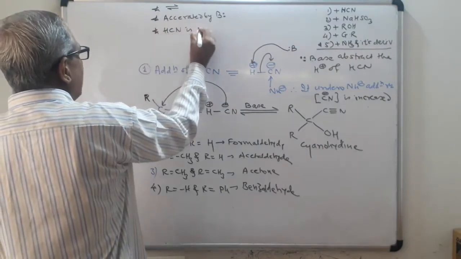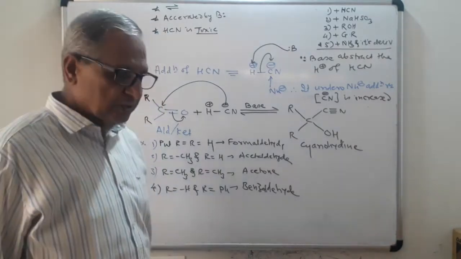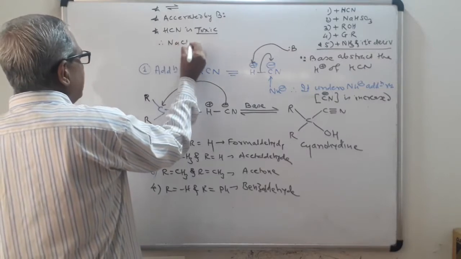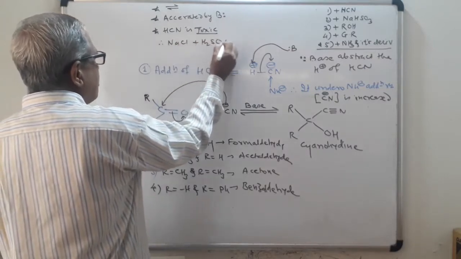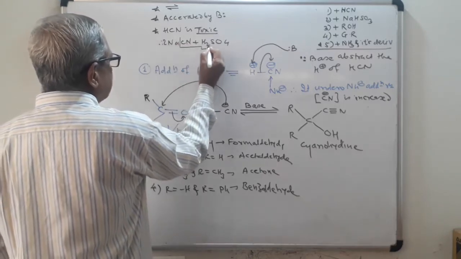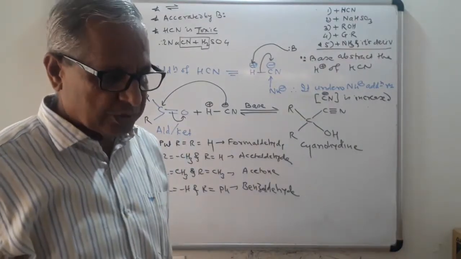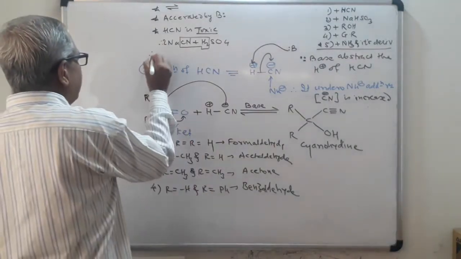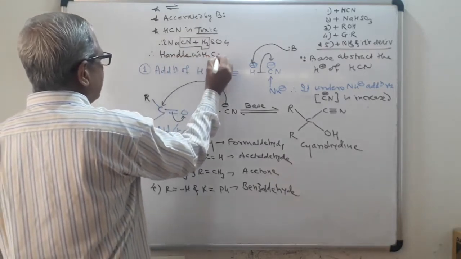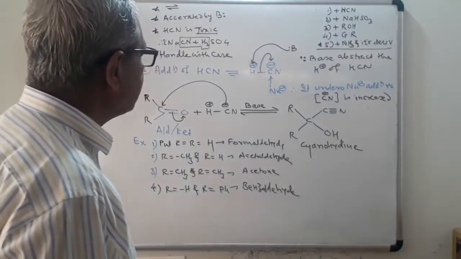HCN is poisonous, or we can say it is toxic. Therefore, it is prepared from NaCN and H2SO4. Take 2 NaCN, you can easily prepare 2 HCN, and the byproduct is sodium sulfate, Na2SO4. Therefore, it is handled very carefully, handled with care. So these are the important points on the addition of hydrogen cyanide.